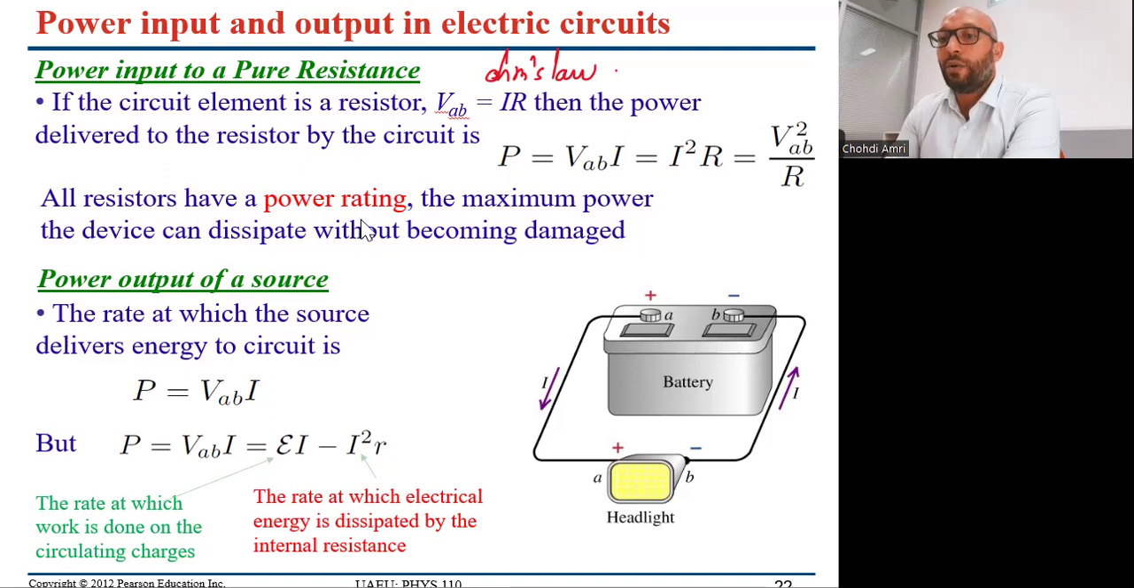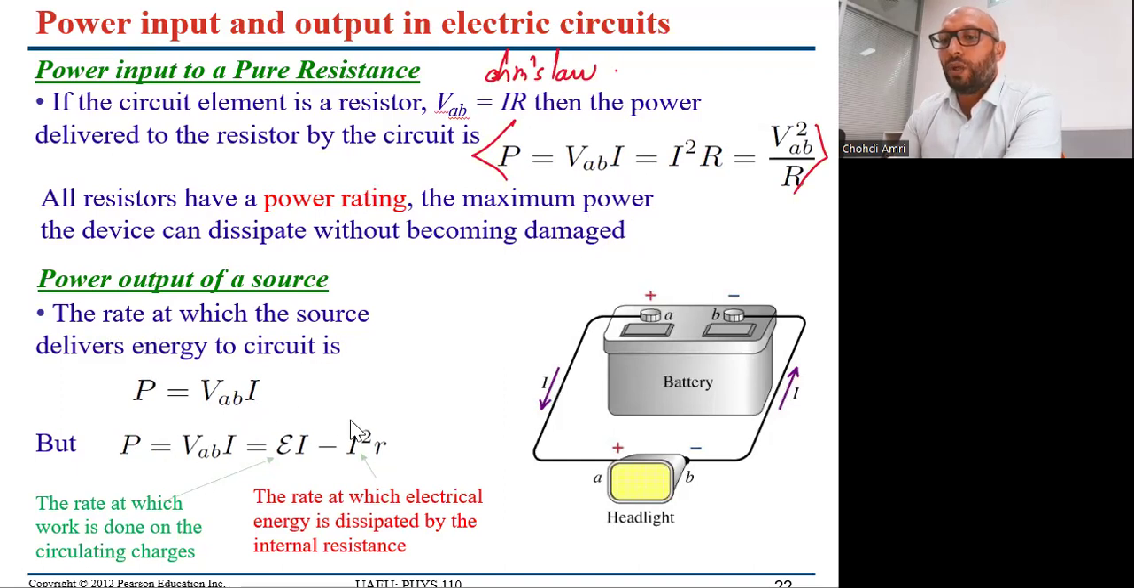All resistors have a power rating. The maximum power the device can dissipate without becoming damaged. So for the resistors, this is the power: VI, I squared R, or V squared over R. What about the power output from the source? The rate at which the source delivers energy to the circuit is equal to V multiplied by I.